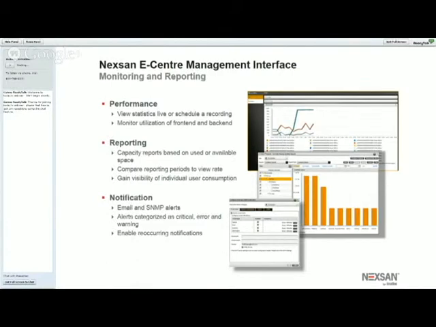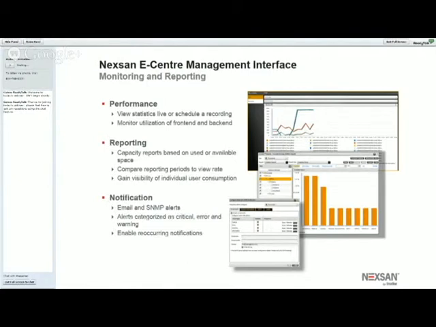Also built into the system are a set of performance and reporting systems, as well as notifications for email alerts. If you want to manage or monitor the system, you can have emails sent to not only yourself, but to Nexsan for proactive management.